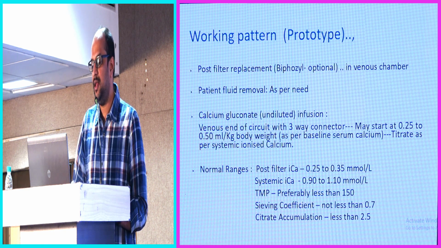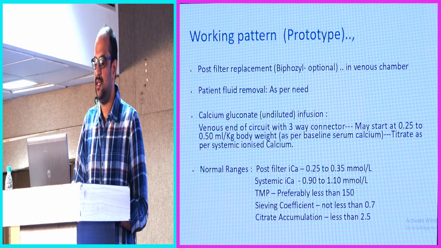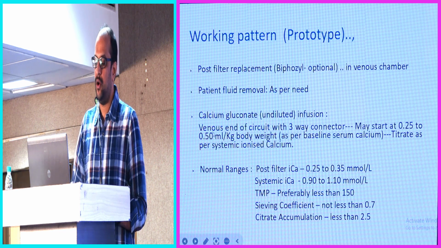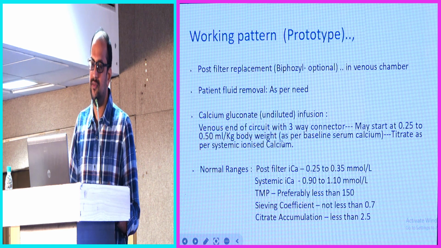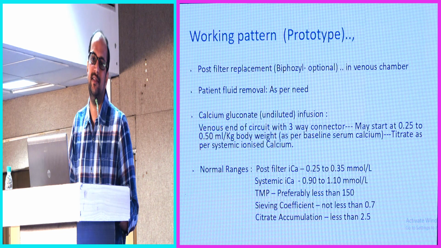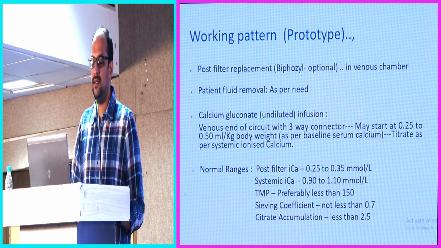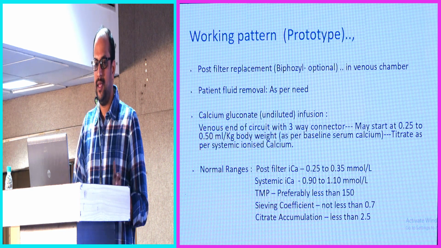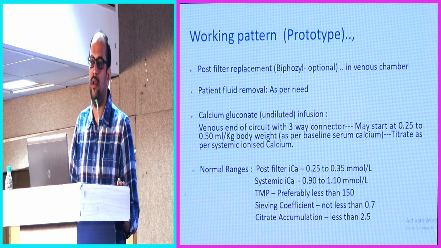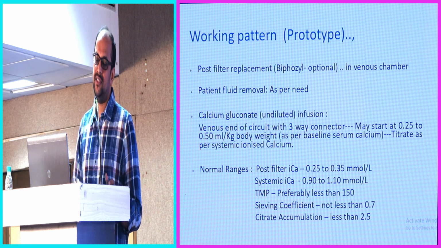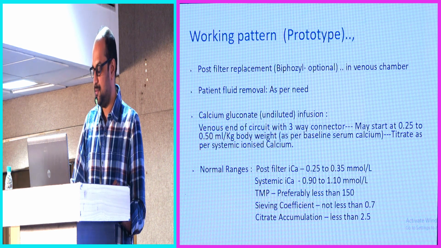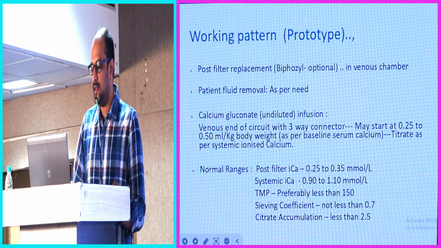And as I said, we may need to give calcium gluconate at the venous end of the circuit. Guidelines say to start with 0.25 to 0.5 ml per kg of body weight, but what we regularly use is, we see the ABG before starting CRRT, and if the baseline calcium is very low, I would keep the calcium infusion at 20 ml per hour, and if the baseline calcium is in and around 1.1 or 1.2, I will keep the calcium infusion at 10 ml per hour, and I will change it based upon the requirement in the subsequent couple of hours. So these are the normal ranges.